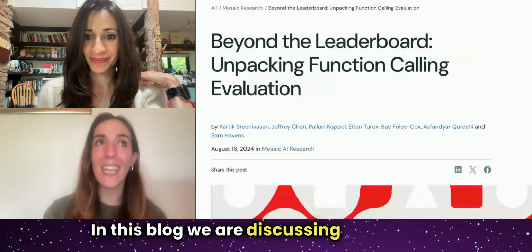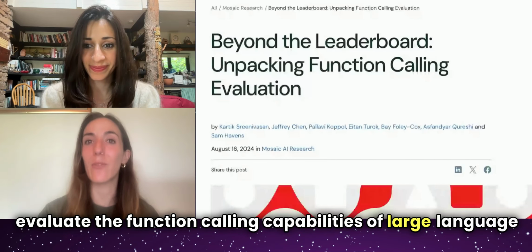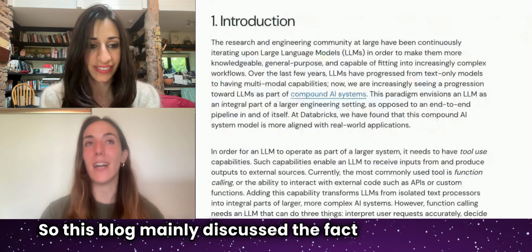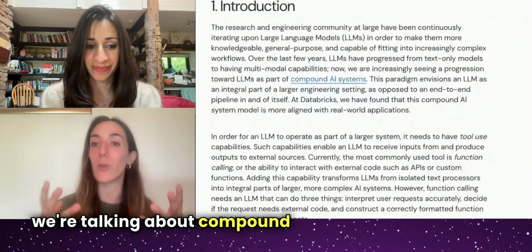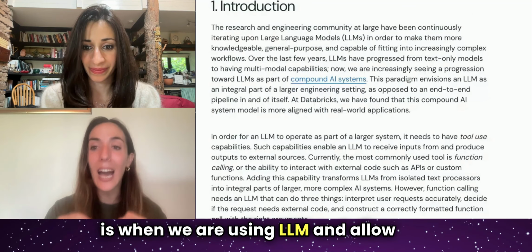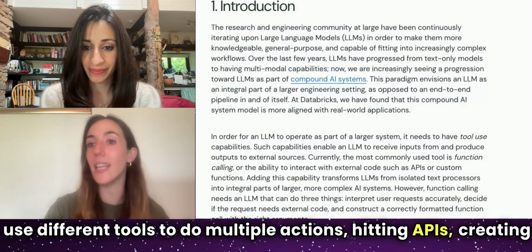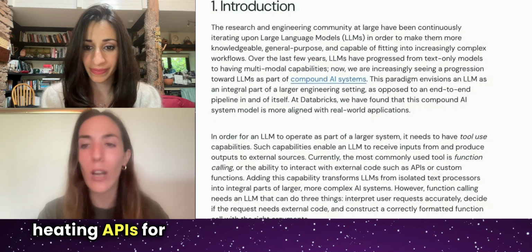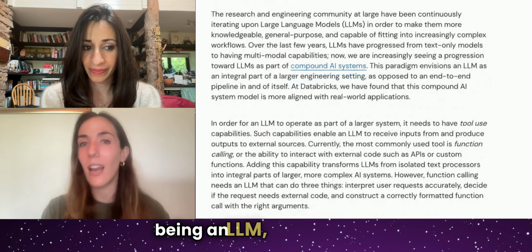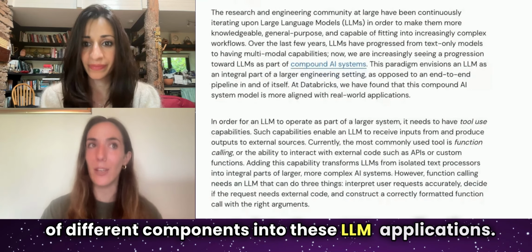In this blog, we're discussing how we can evaluate the function calling capabilities of large language models. This blog mainly discusses the fact that now we're talking about compound systems, and what these systems are is when we are using an LLM and allow it to use different tools to do multiple actions, hitting APIs or other external tools, instead of just being an LLM and that's it. So we try to add a lot of different components into these LLM applications.